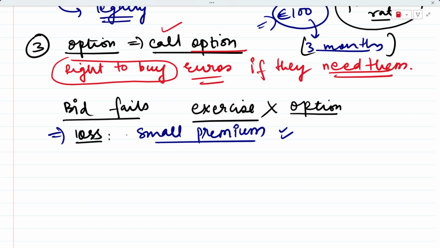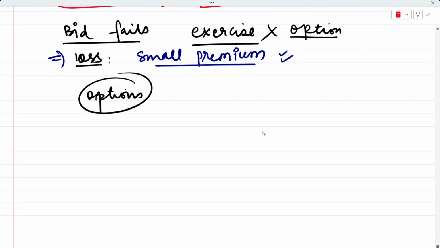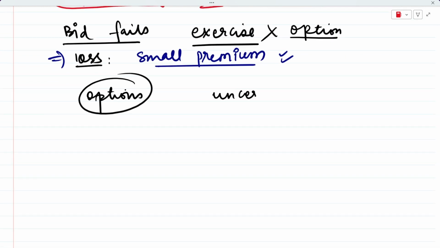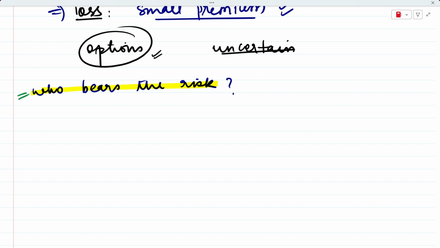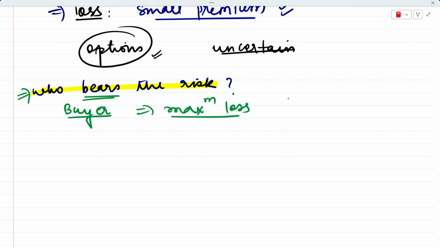Now, this is the very reason why options exist, because options give you a lot of flexibility. When you know the future is uncertain, and you don't know if you'll actually need the currency or not, then an option gives you a perfect way out. And if I ask you who bears the risk, what I mean is who will be accountable for the risk, or who will pay for the risk. The maximum loss that the buyer can have is going to be the premium that he already paid. So the maximum loss that can happen to me is the amount of premium that I had paid.